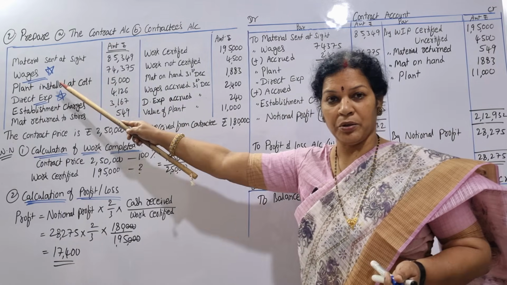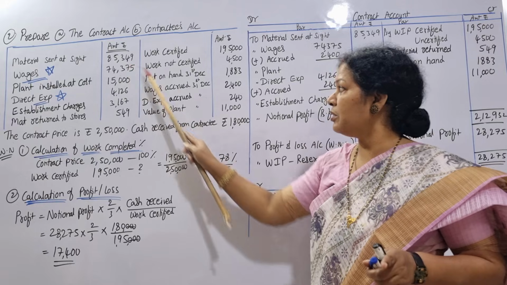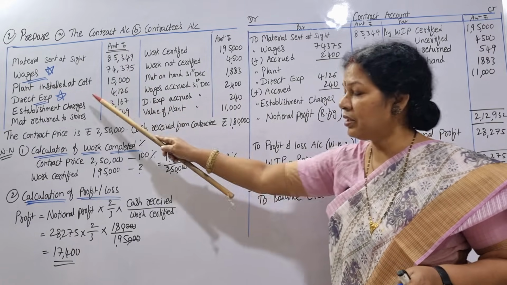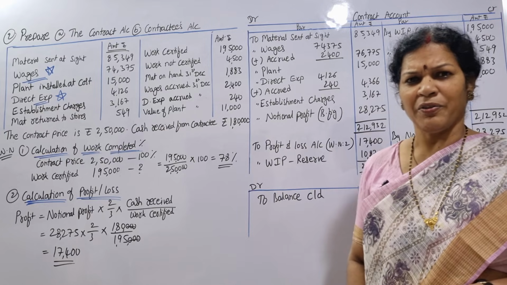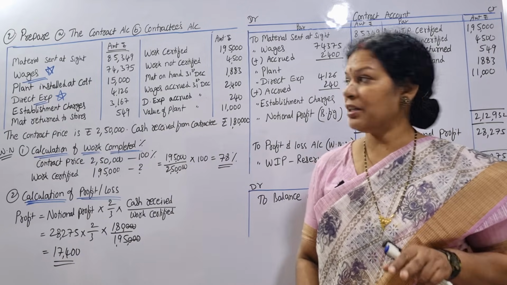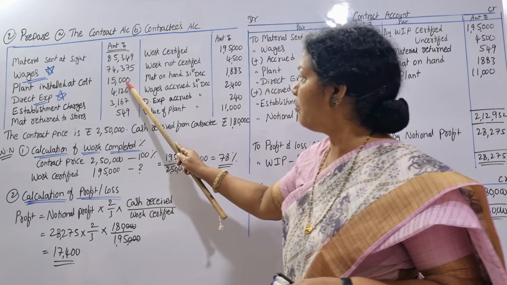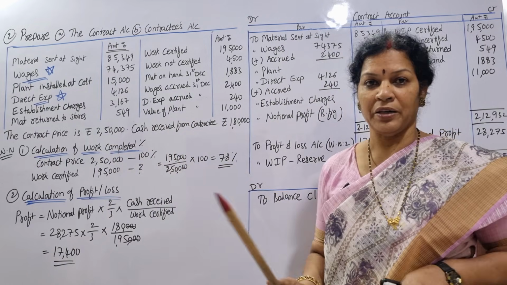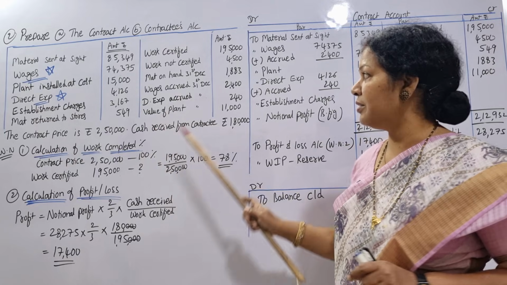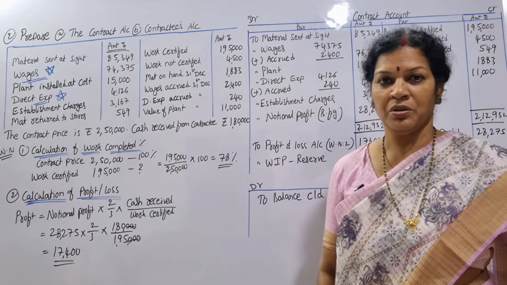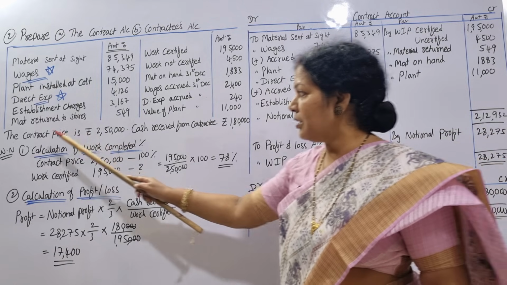These two we are going to add: wages accrued is added to wages, and direct expense accrued is added to direct expenses, just like final accounts. And value of plant at the end of the time. In the beginning plant is 15,000. Value of plant, closing plant, comes on the credit side. Did you understand where to write debit or credit side, what to do?